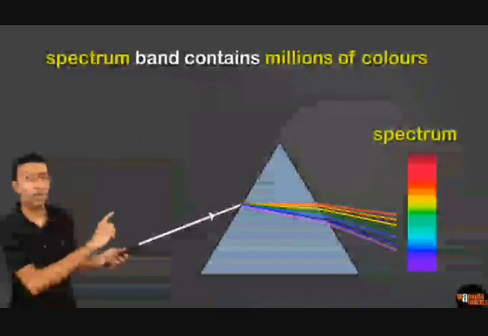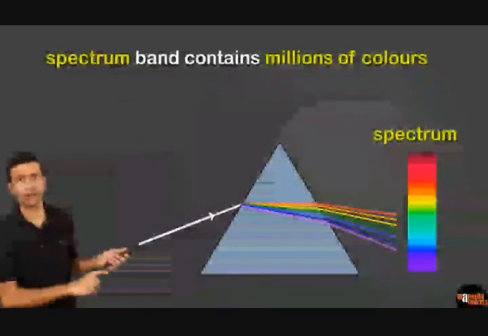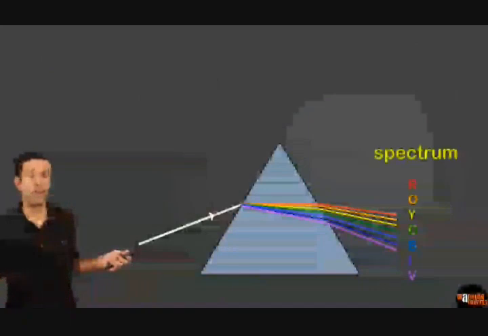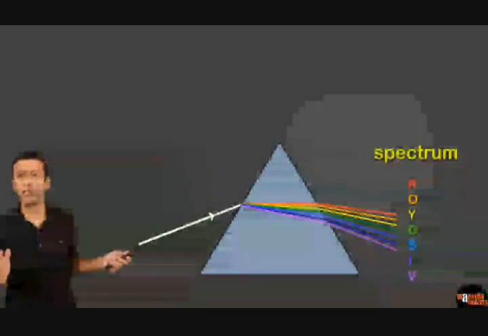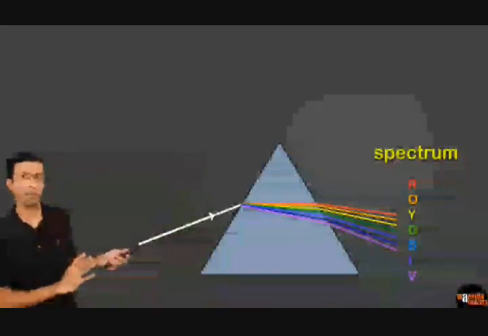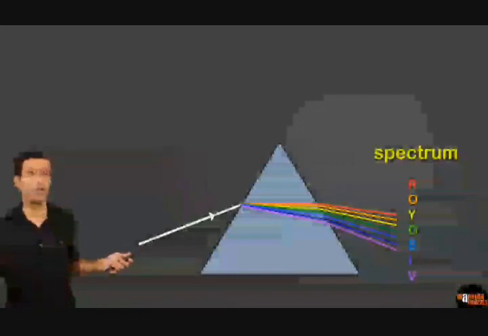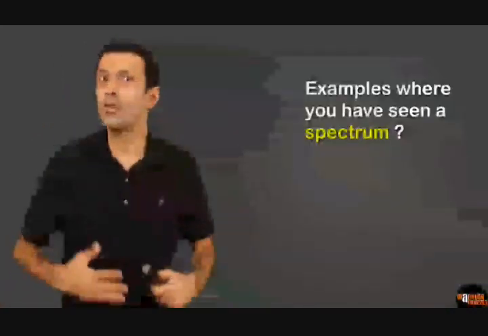As we discussed, the spectrum band contains millions and millions of colors. But here we've just shown the 7 rainbow colors, the VIBGYOR colors: violet, indigo, blue, green, yellow, orange and red, just for simplicity. But actually there are millions and millions of colors there.